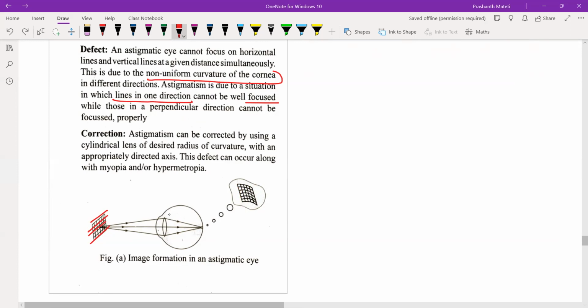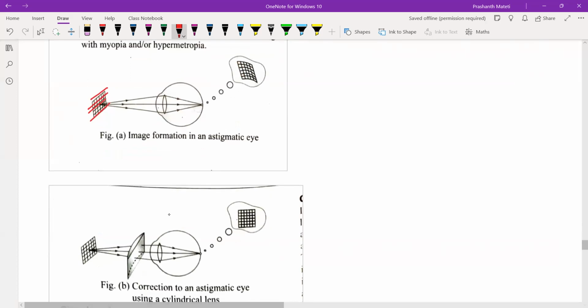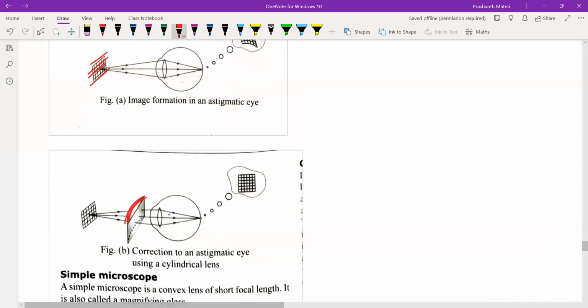So how do we correct this? We have to use a cylindrical lens. A cylindrical curvature is required, so cylindrical curvature will help. That is why if you see eye lenses, someone will wear a straight one, but someone will have a cylindrical part in the lens. That is to correct astigmatism, where the cornea is deformed in that shape.